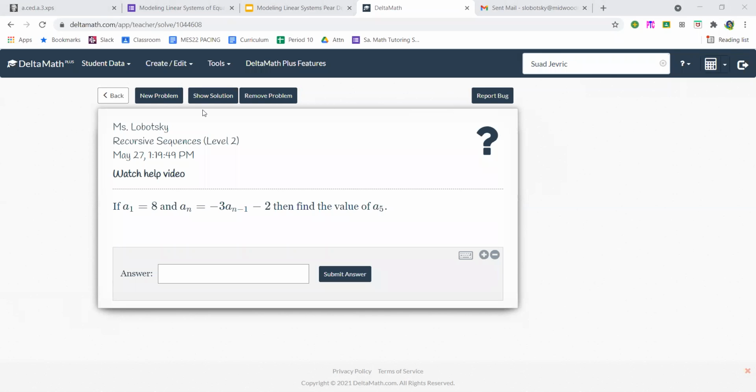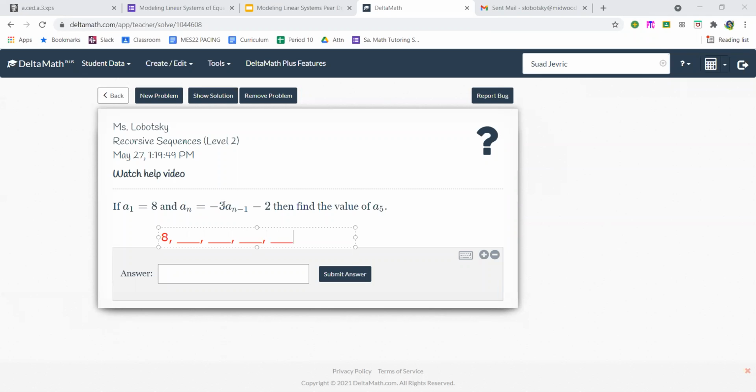Okay, so recursive level 2. If our first term is 8, and this is a recursive sequence, I'm going to set up to be able to answer this question. So I have my first term, I know that's 8, and then I need to get to my 5th term. So this is term 2, term 3, term 4, and term 5.